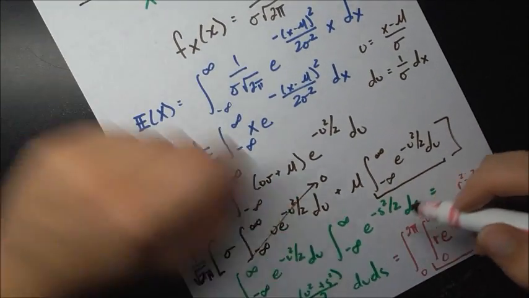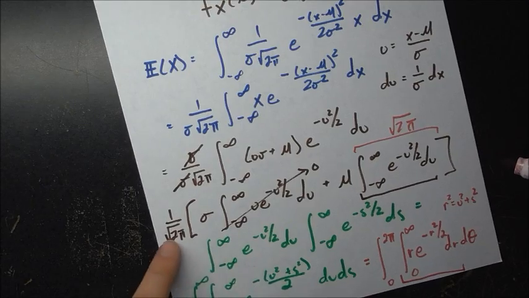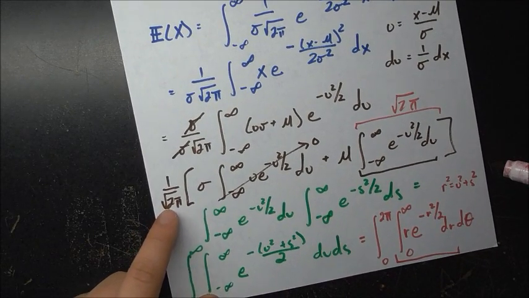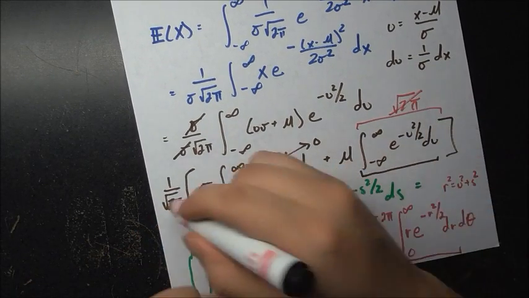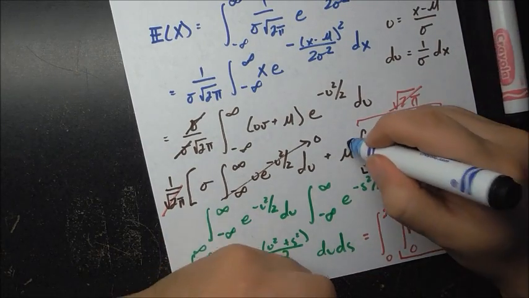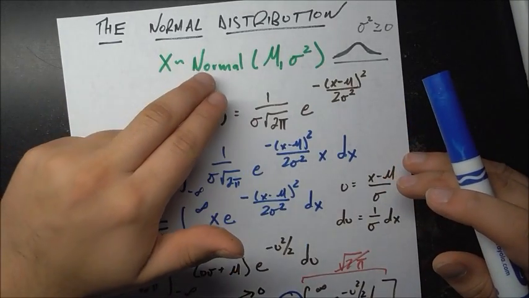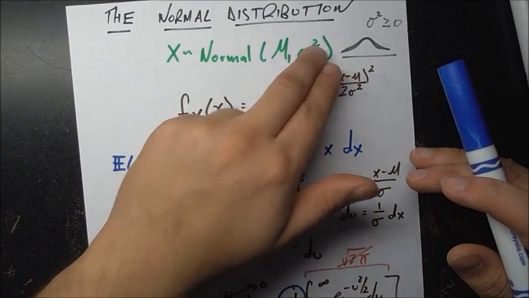So by itself, it's just radical 2 pi. So this is radical 2 pi. And notice we have a radical 2 pi on the denominator to cancel that. So this cancels with this. And all that survives after all of this mess is mu. And that's pretty clean.